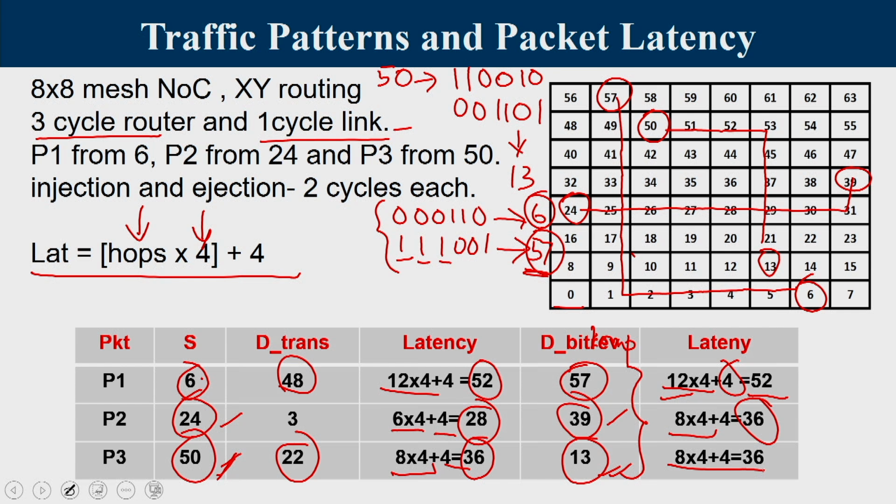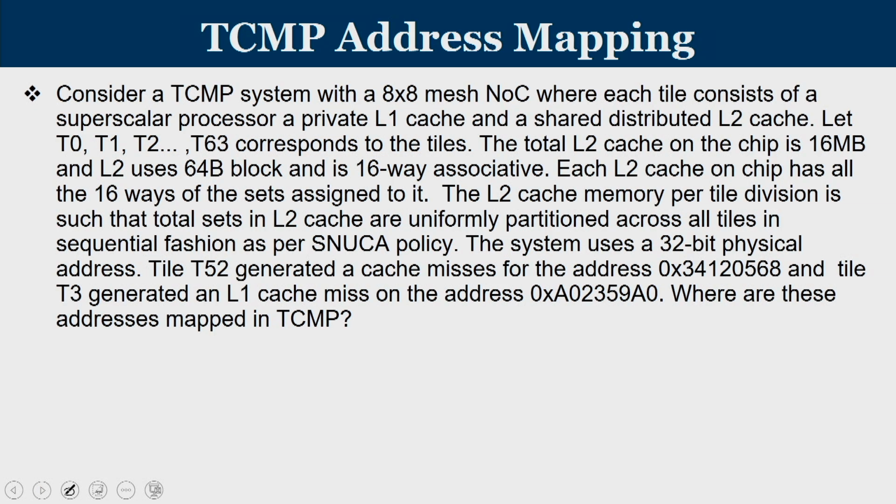So, in this way, we are able to find out how much a packet is taking to travel through the network. Based upon the source and destination and the number of hops it has to take, we have to apply this equation. The latency of a packet depends on the number of hops, and in each hop it will take 4 cycles to complete, with an initial overhead of 2 cycles for injecting and a final 2 cycles for ejecting this packet.